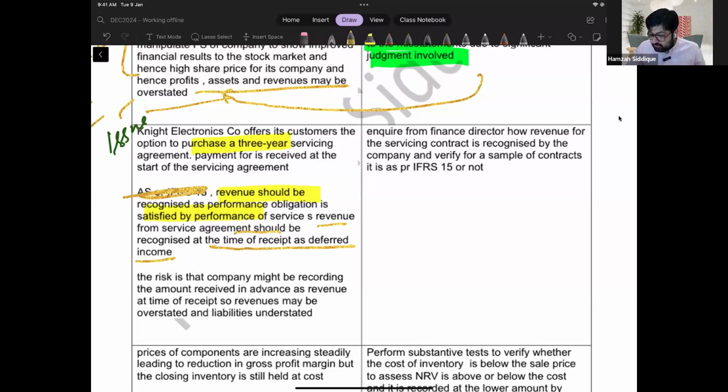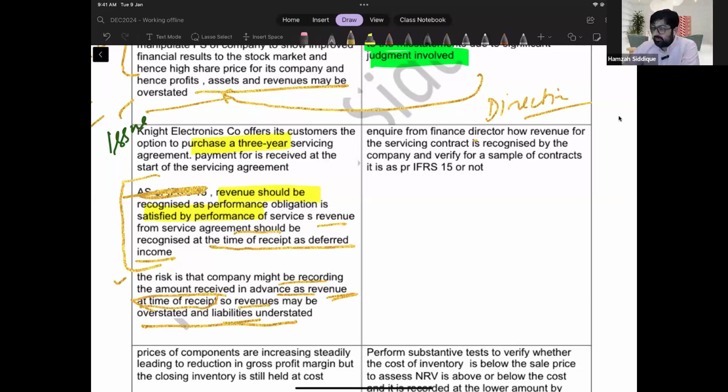Applying to the scenario, the risk is that they might be recording the amount received in advance as revenue at the time of receipt, incorrectly. Revenue may be overstated and liability understated. Now you see here, this is the direction of work. This is a type of substantive procedure.